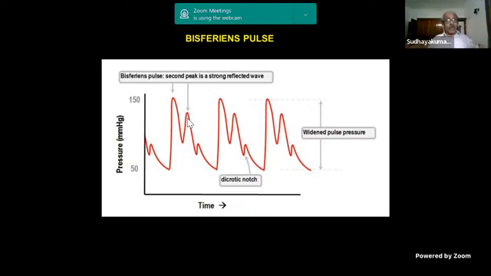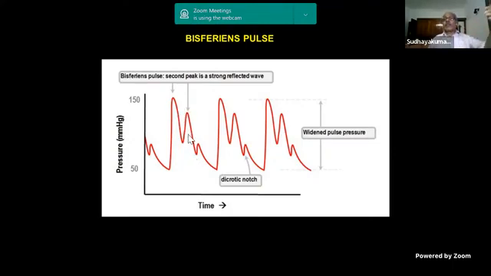Now, I have asked many times, can you draw the electrocardiogram? When do systole, S1 and S2, occur? Many people said that S2 occurs here. You should know that both waves of the bisferiens pulse occur in systole, and this is not because of aortic runoff in diastole. That's very important. Only seldom do students answer that this is in systole.